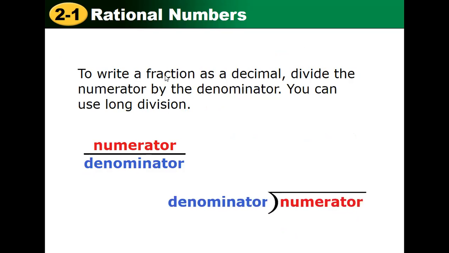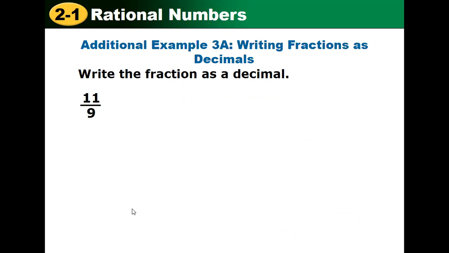To write a fraction as a decimal, divide the numerator by the denominator, and you can use long division. You know that the number above the line is called the numerator and the one below is called the denominator. So we can use another way like this one: we will put the numerator inside and the denominator outside.